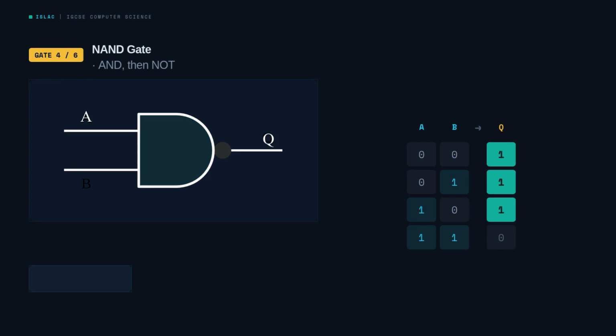NAND means NOT AND, an AND gate with its output inverted. It outputs 1 for every combination except when all inputs are 1. The symbol is an AND shape with a bubble on the output. Watch that inverted final row carefully.